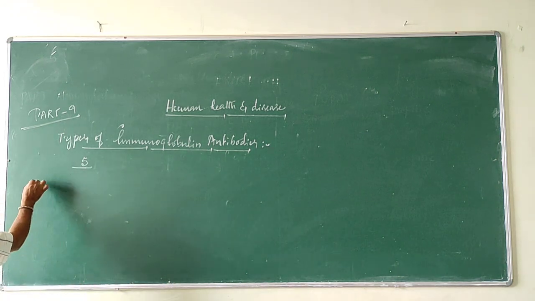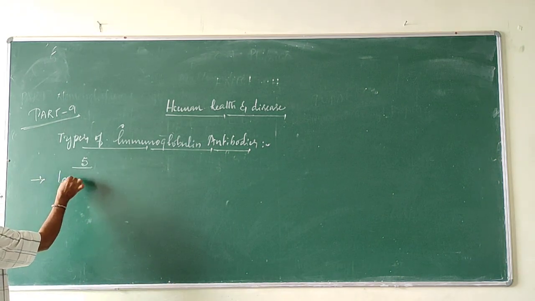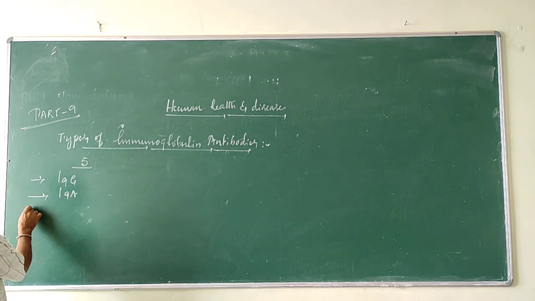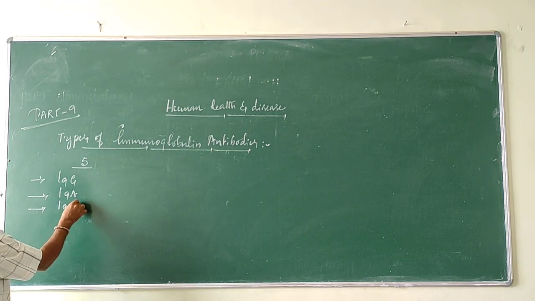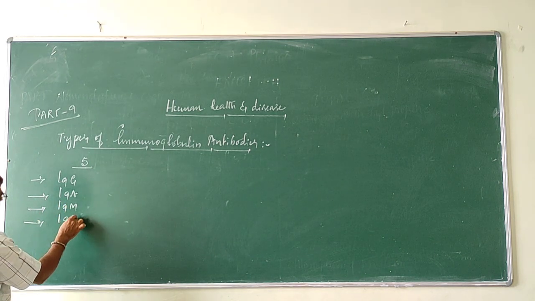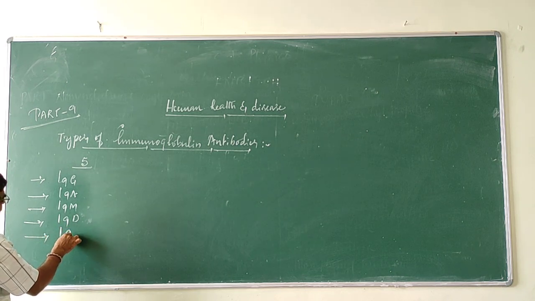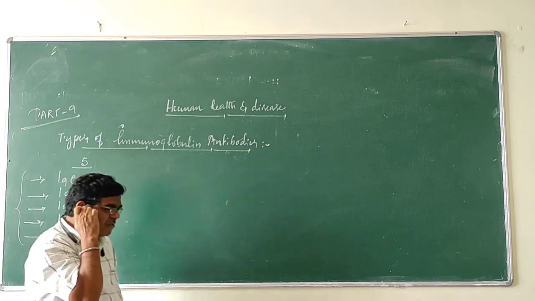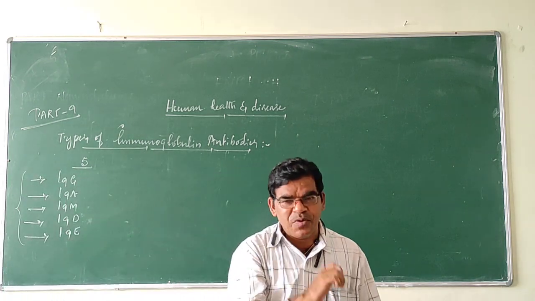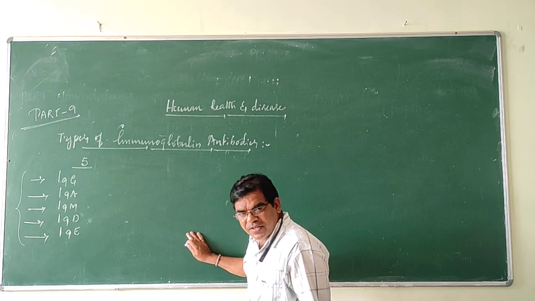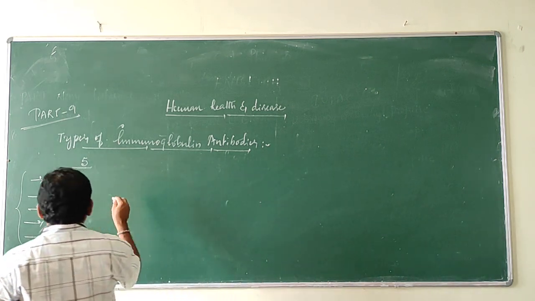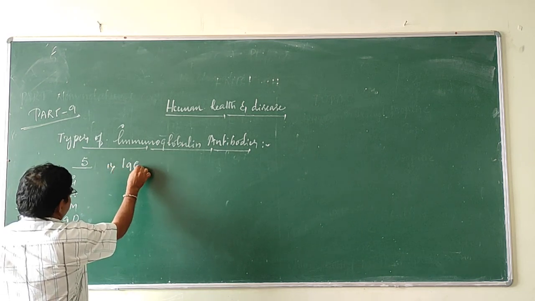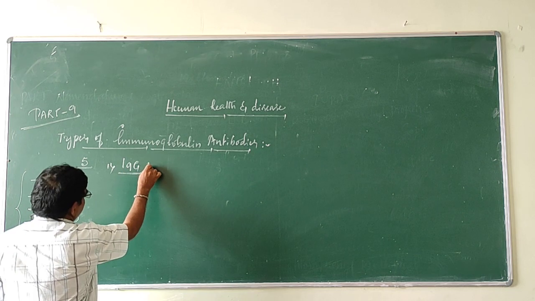They are IgG, IgA, IgM, IgD and IgE. These are the major 5 serum immunoglobulin antibodies produced in our body. I will discuss them one by one. First one, IgG.